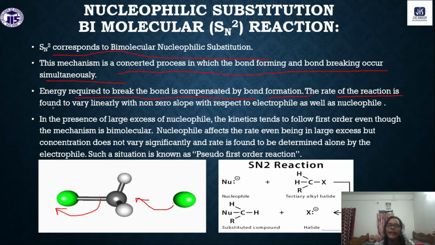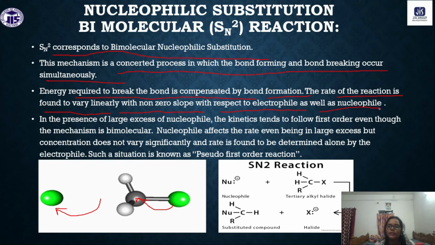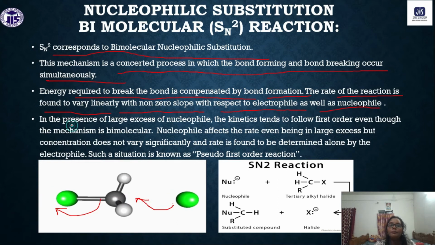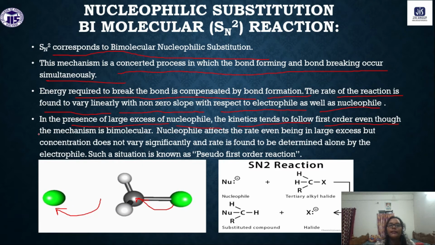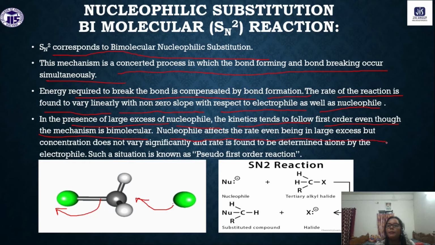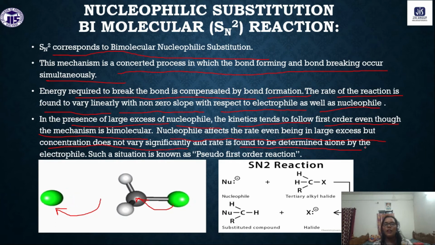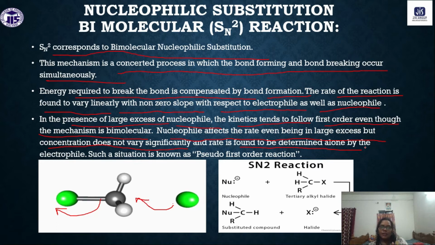The rate of the reaction is found to vary linearly with non-zero slope with respect to the electrophile as well as the nucleophile. In the presence of a large excess of nucleophile, the kinetics tend to follow first order, even though the mechanism is bimolecular. The nucleophile is in large excess, so its concentration does not vary significantly, and the rate is found to be determined by the electrophile alone. So this is called the SN2 reaction.